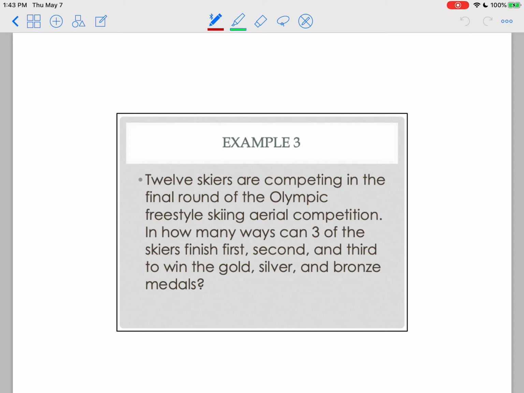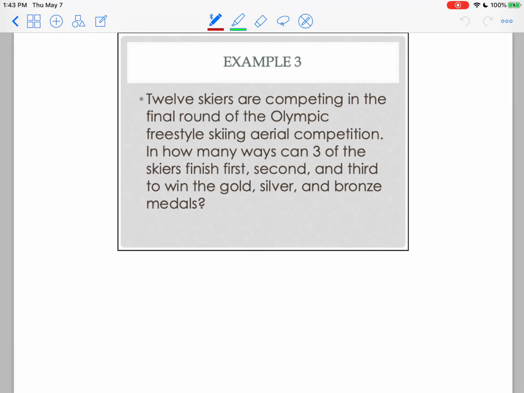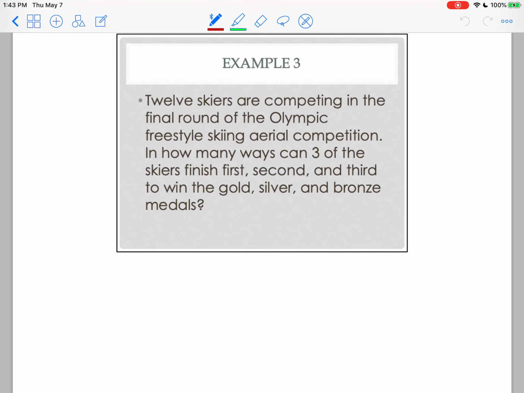All right, so now we are on to example 3. 12 skiers are competing in the final round of the Olympics freestyle skiing aerial competition. How many ways can 3 of the skiers finish first, second, and third to win gold, silver, and bronze medals? Same idea, except this time we have 12 people to choose from, and we're arranging 3 of them. So we're going to use the calculator.